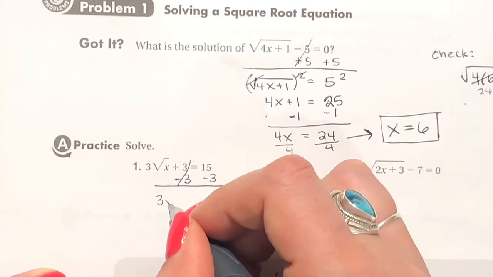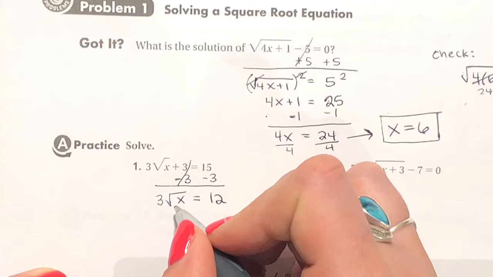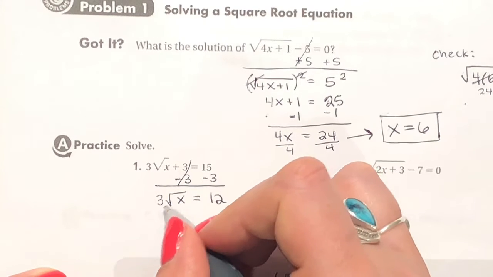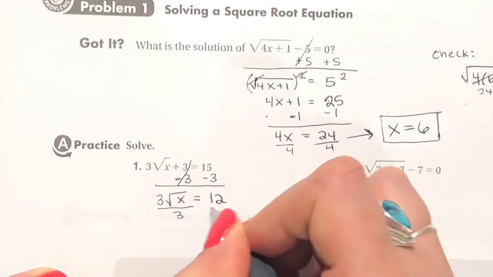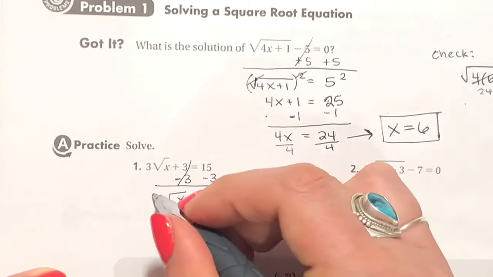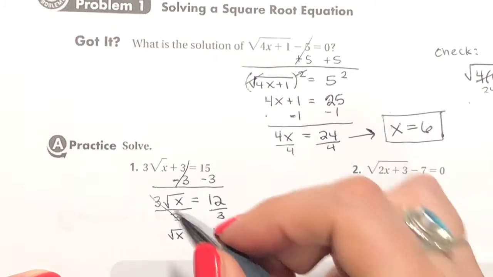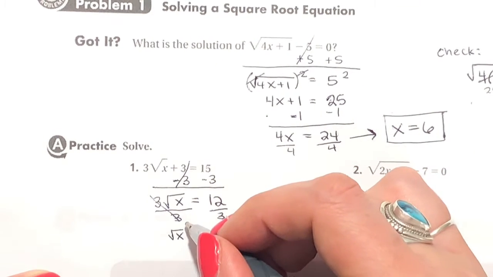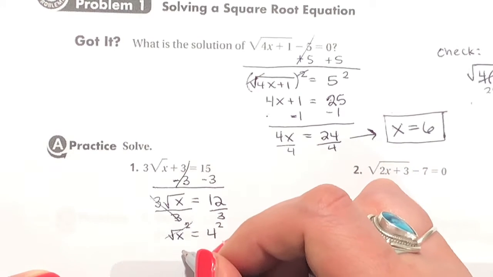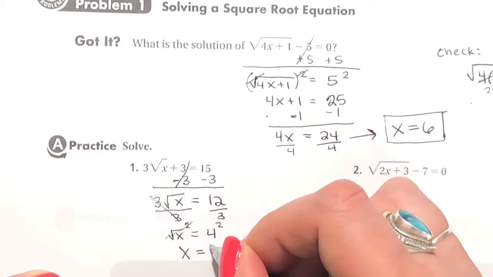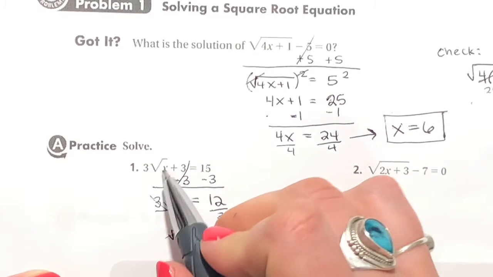Then we get 3 times the square root of x equals 12. Now we can get rid of the 3 before we do the square root. So to get rid of this times by 3, we are going to divide by 3. So we get the square root of x equals 4, and then now to get rid of the square root, we will square both sides so that the square root and square cancel, and we get x equals 4 squared, which is 16. And if we do a quick check, I'm not going to write it out, I'm just going to do it in my head.